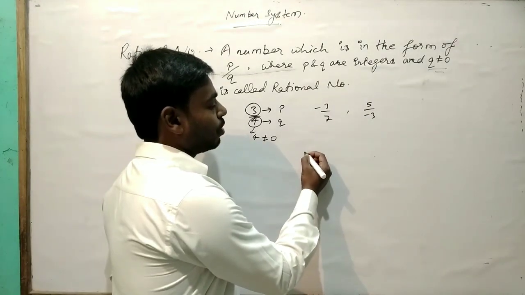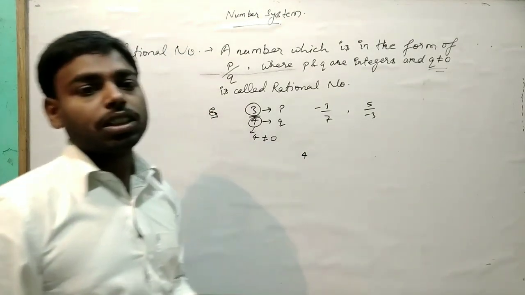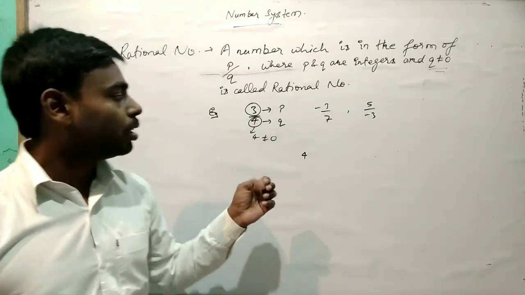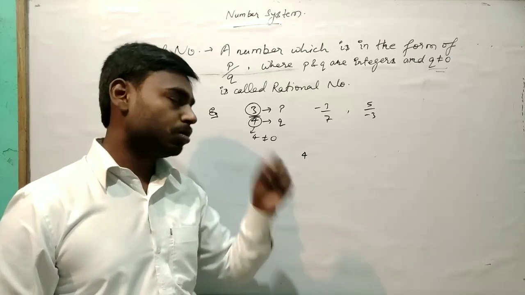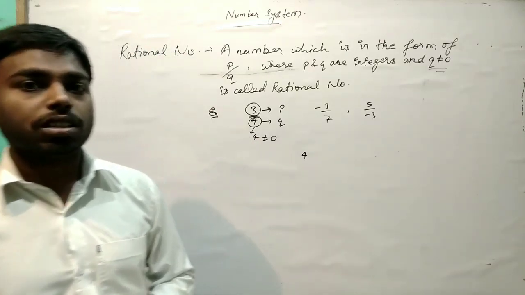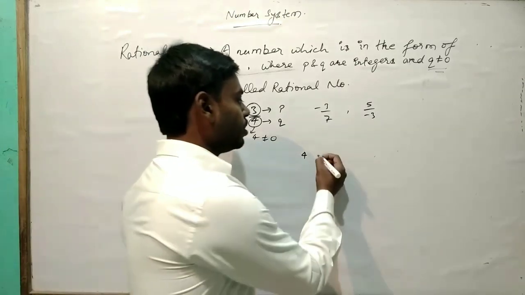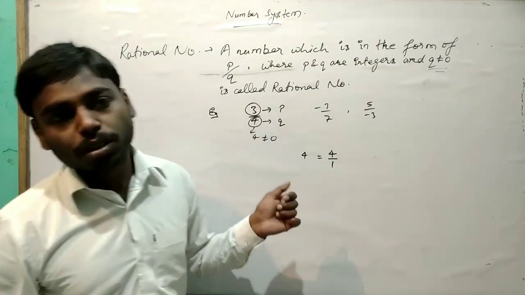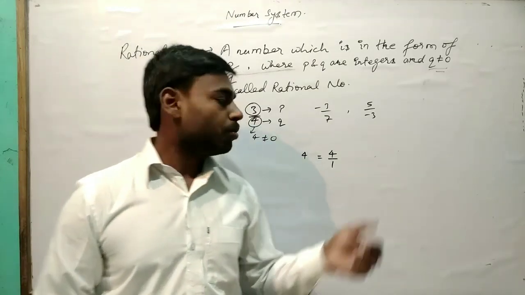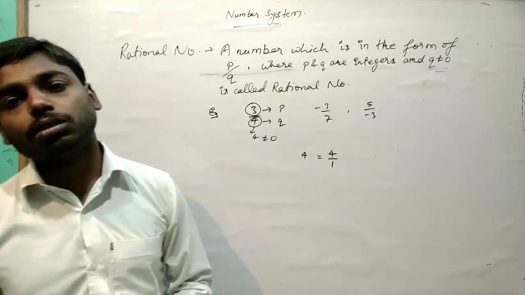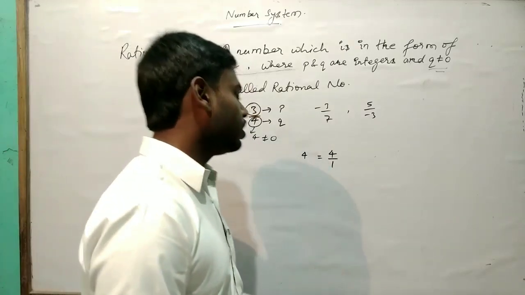Next example, 4. 4 is a rational number, as we know that it is a natural number and also an integer. Now, is it a rational number? Yes, because it can be written as 4 by 1, where 4 is an integer and 1 is also an integer, and 1 is not equal to 0. So it is also a rational number.